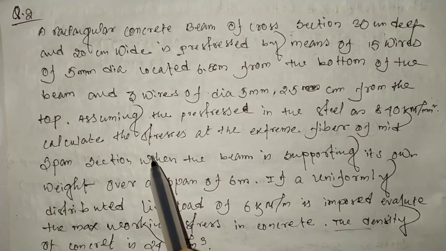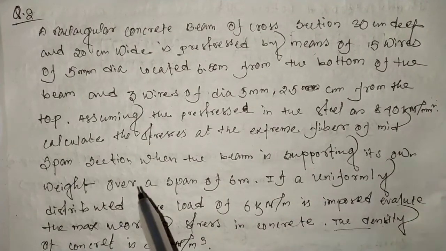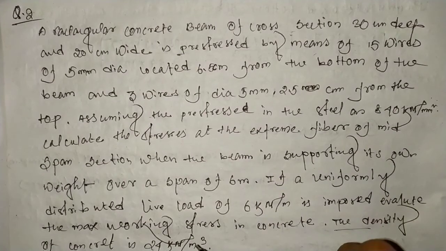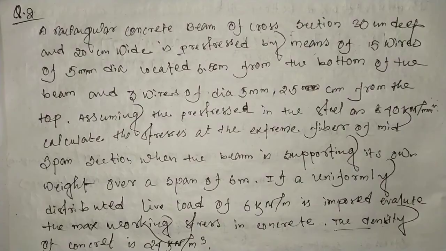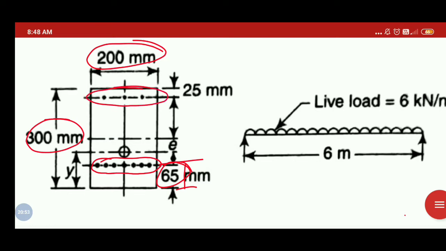In the given question, they asked to calculate stresses at the extreme fiber of the mid-span, means we have to calculate resultant stress. And this is the diagram. 200 mm width with 300 mm depth, and here are the 15 wires at a distance of 65 from the bottom, and here are the 3 wires at a distance of 25 mm from the top.